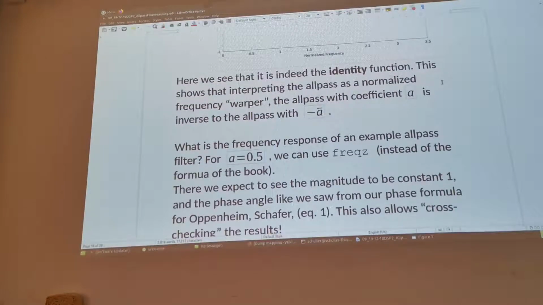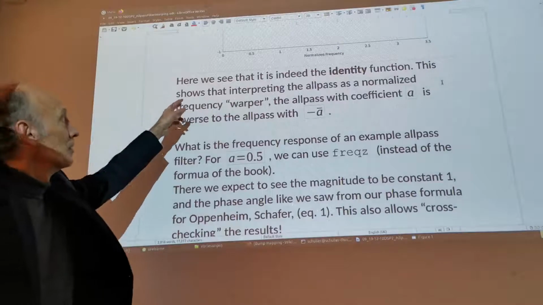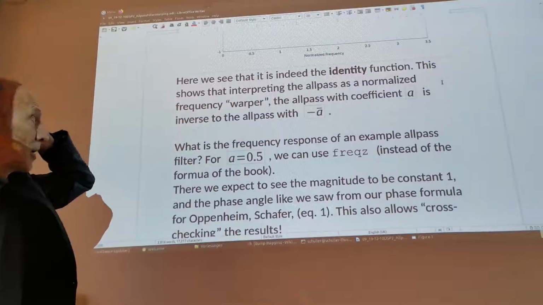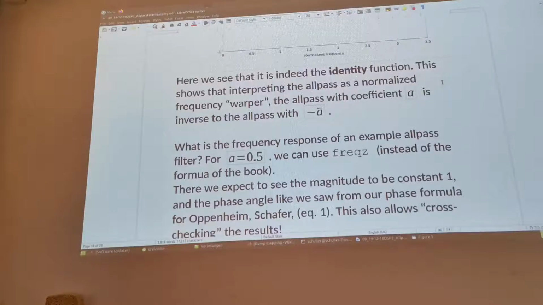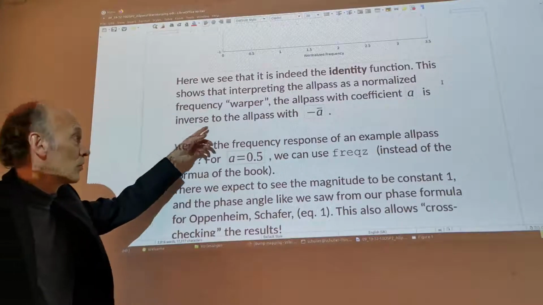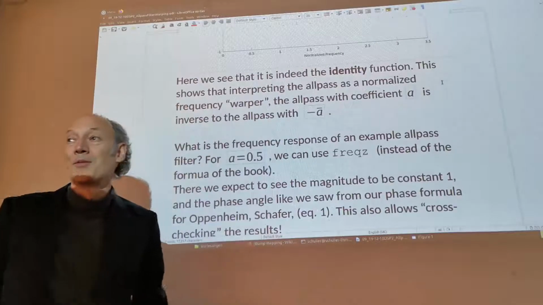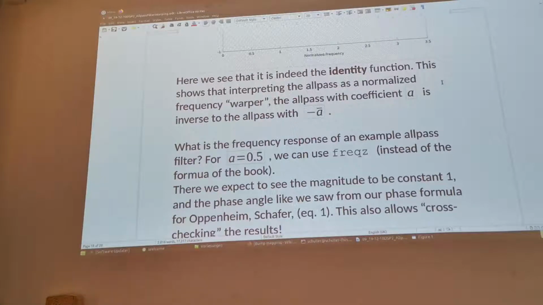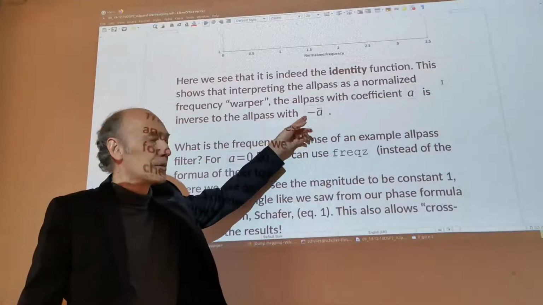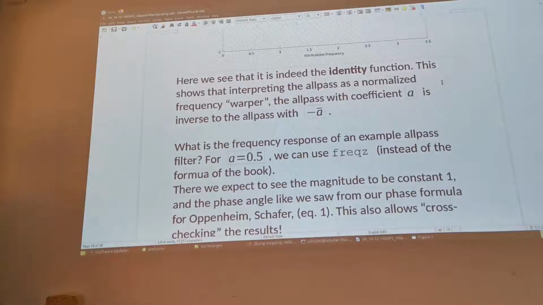So indeed, this is the identity function, and this shows that interpreting the all-pass as a normalized frequency warper, all-pass with coefficient A is inverse to all-pass with minus A conjugate complex. Strictly speaking, I only showed this for this particular A. We would have to try it with all possible A's. So this is just an indication that this is the case. But this is often also the engineering approach. You test the system at certain points, and if you have enough points, you say it's good enough.